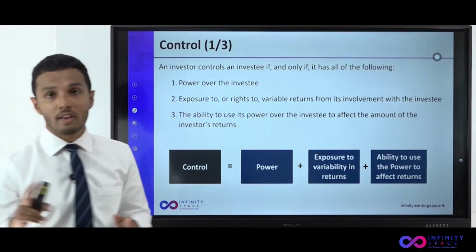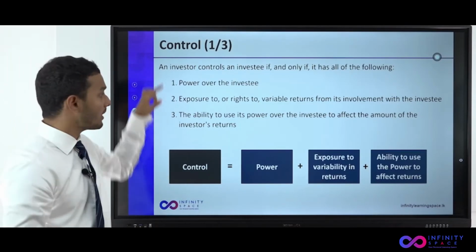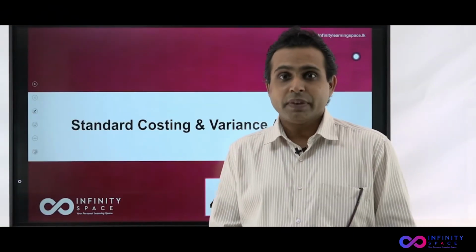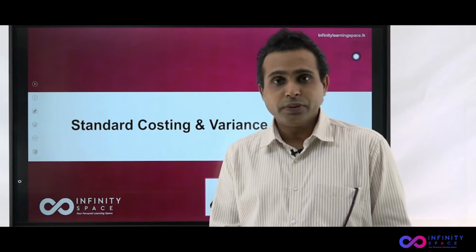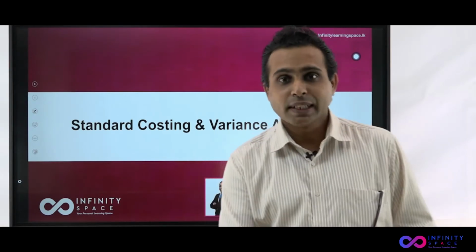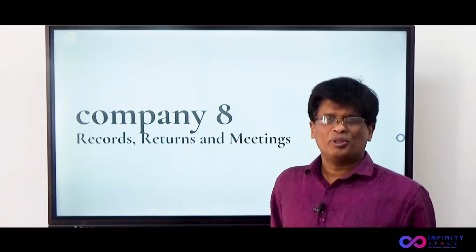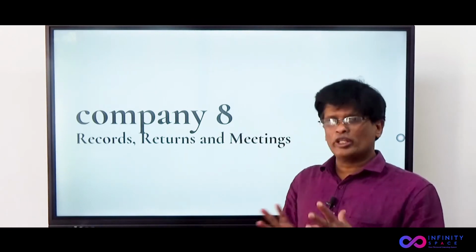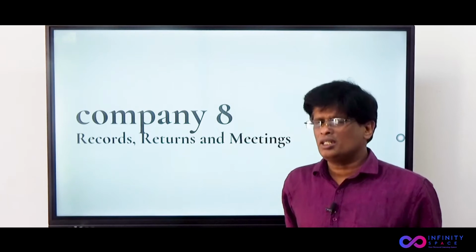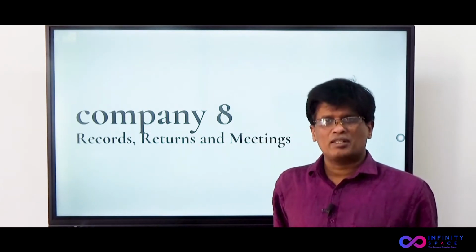So according to SLFRS 10, for an investor to have control over the investee, there need to be 3 requirements. This is supposed to be a very difficult area, but you will feel it's not that difficult at all. It's going to be very simple. So let's go through what this standard costing is. I'm going section by section in the book to make it easier for you, right? I don't compile all the content together into a single lesson. That will not make it easy for you to understand.